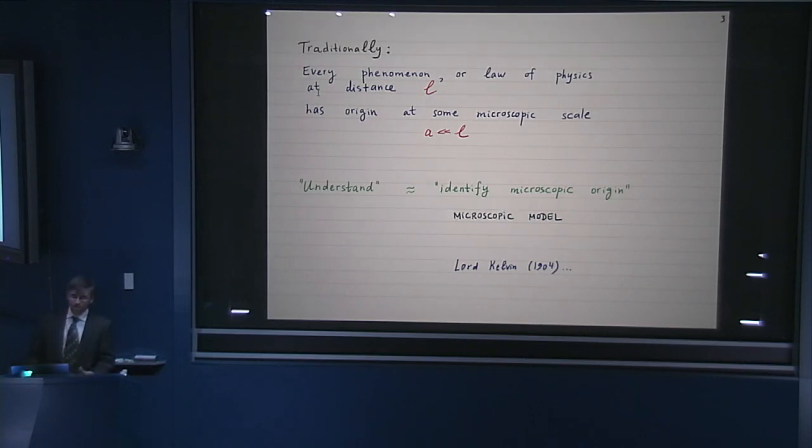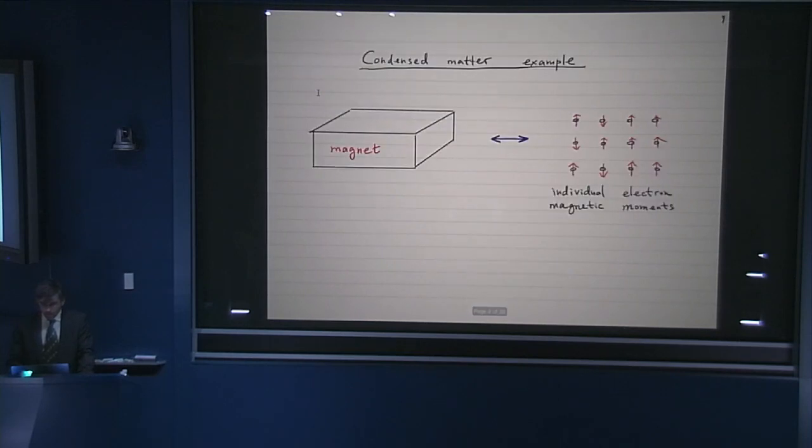It's in textbooks. We learn it with our mother's milk. And Lord Kelvin, in fact, in 1904, said that we only understand a physical phenomenon once we have a mechanical model of it. He said mechanical model, but nowadays we say microscopic model. And so what do we mean by this microscopic model? Let me give a couple of examples.